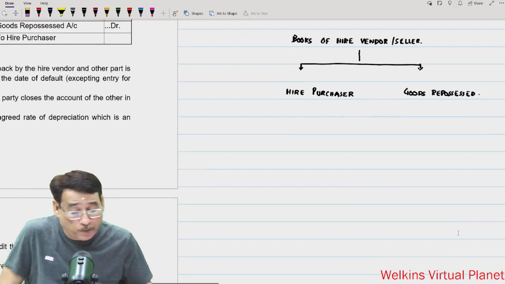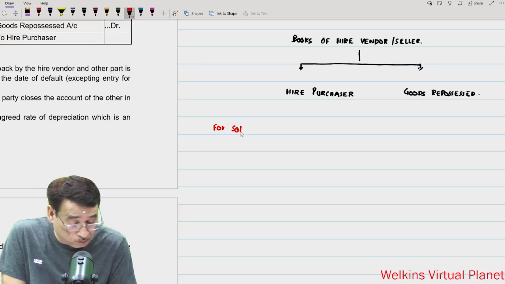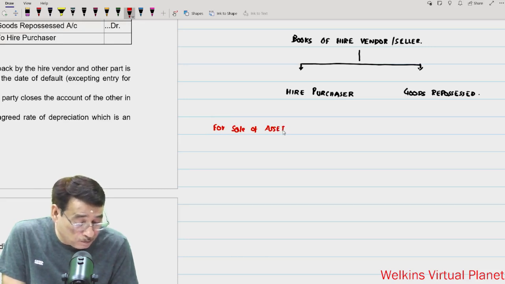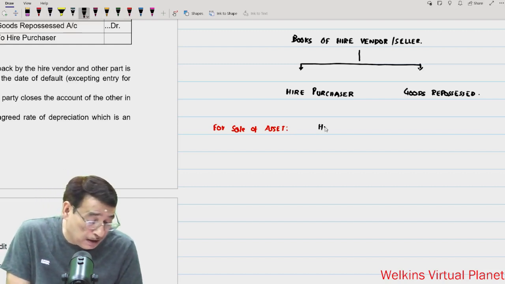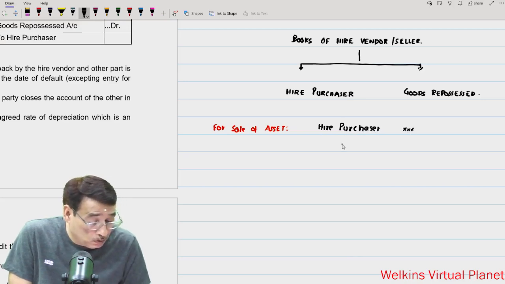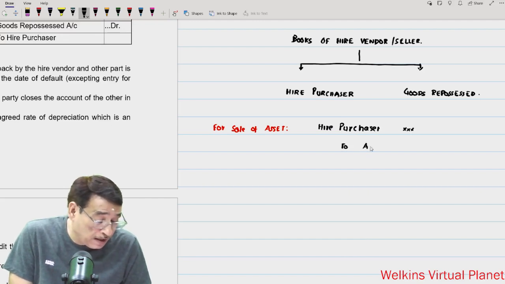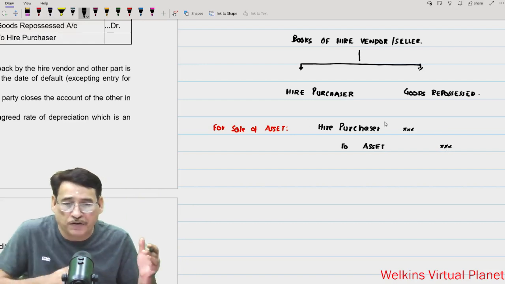These two accounts generally he would prepare, but basically the hire purchaser account is prepared by the hire vendor. In order to prepare the hire purchase account, first of all, because he is the seller, he will write the entry for sale of asset. When he sells the asset to the hire purchaser, obviously he will debit the hire purchaser account, to asset account. Asset will move out because he has sold the asset to the hire purchaser, and this much amount he will have to receive from the hire purchaser.